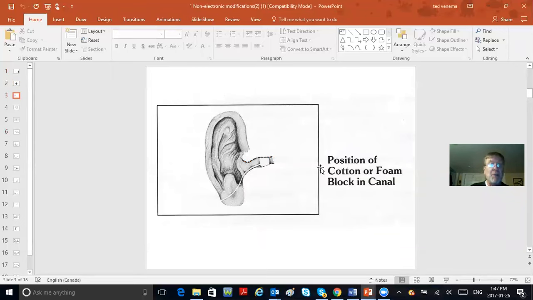Anyway, when taking ear mold impressions, as you've likely done quite a bit by now, you're inserting the foam block into the canal.